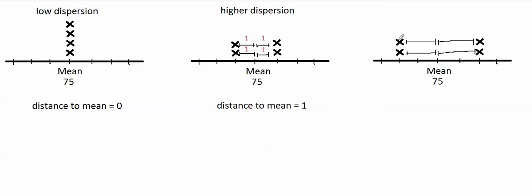So now this first person who got a score of 73 is 2 away from the mean. So I'll put a 2 there. This person who got a 73 is 2 away from the mean. This person who got a 77 is 2 away from the mean. And this person who got a score of 77 is 2 away from the mean also. So each of my 4 students has an exam score that's 2 away from the mean. So now the distance to the mean is 2.